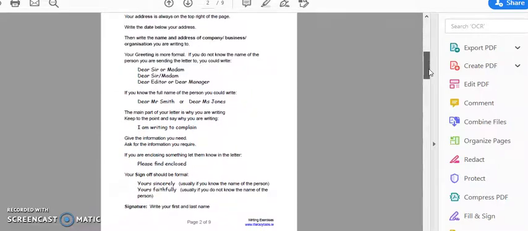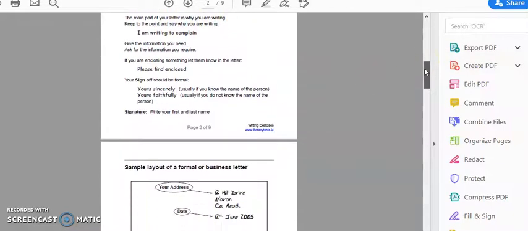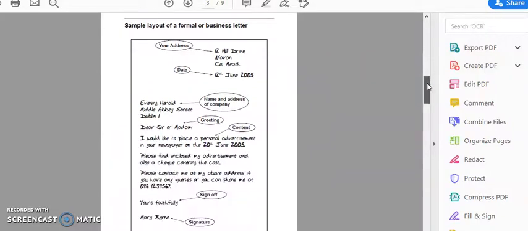If you scroll down here, so it gives you point by point how to write down the different details. And what I spoke about already, if you know the full address or the full name of the person, you could write Dear Mr. Smith or Dear Miss Jones. Okay, so if we scroll down here, it gives us an example.